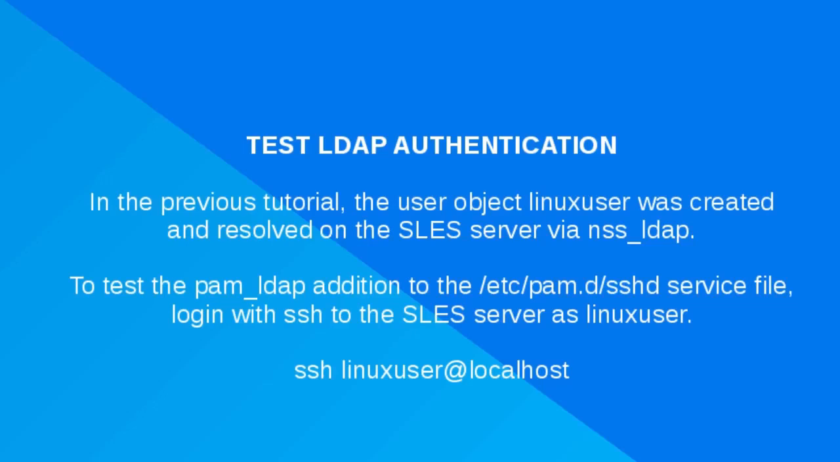In the prerequisite tutorial, the user object Linux user was added and resolved on the SLES server. We can now test the additions made to the SSHD services files and confirm logins can be completed via SSH as the eDirectory user. Use ssh linuxuser at localhost to test authentication.